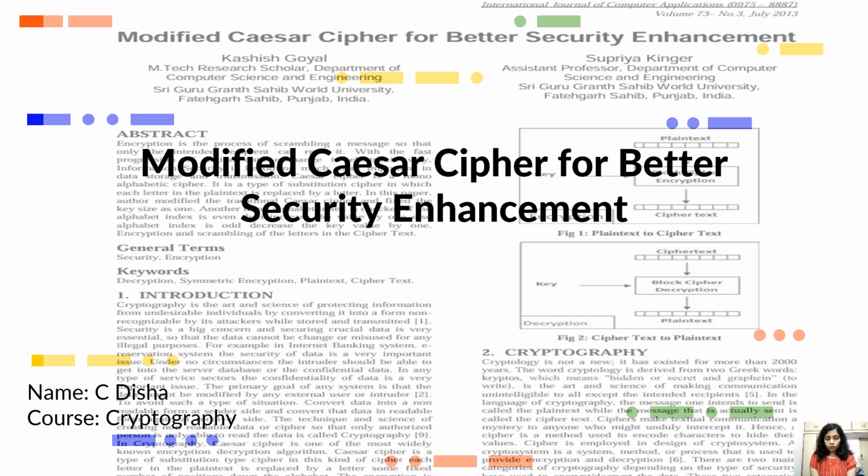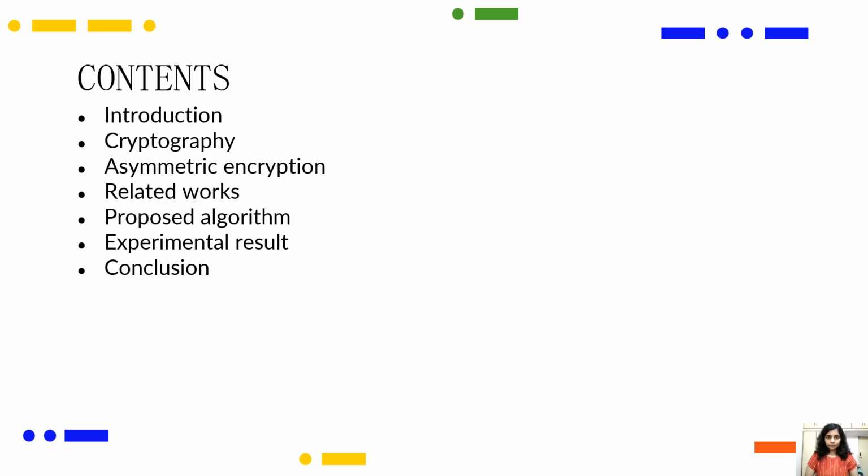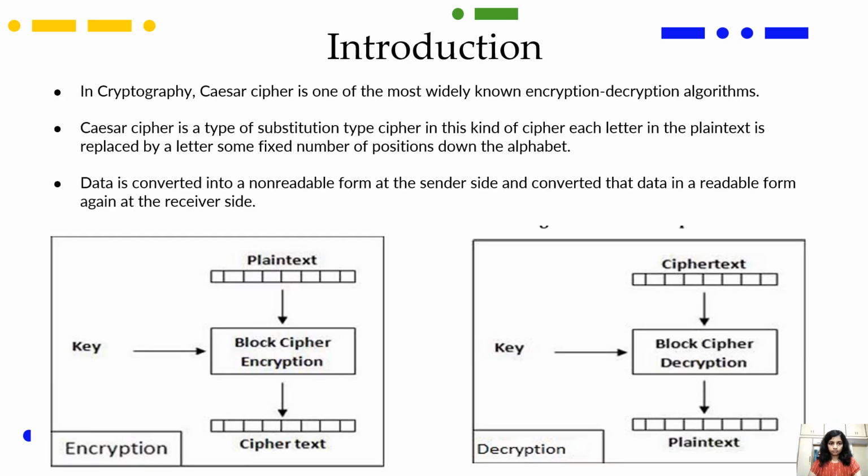Hello everyone, in this video we are going to discuss a research paper on a modified Kaiser cipher for better security enhancement. We are covering contents like introduction, cryptography introduction, then asymmetric encryption, related works, proposed algorithm, experimental results, and finally the conclusion.